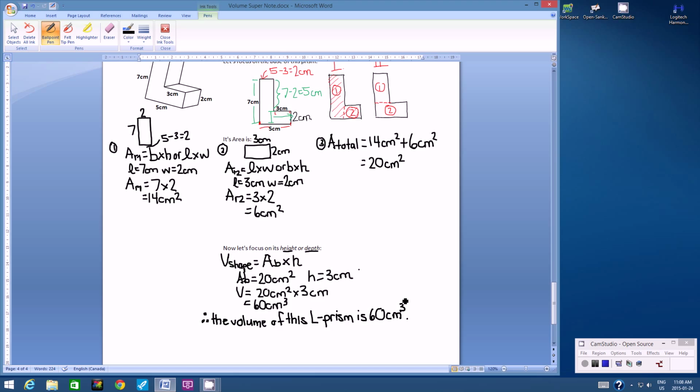Now, it doesn't have to be an L prism. It could be a hexagonal prism. Okay? The method is the same. You have to calculate the area of the base and then multiply it by its height or its depth.